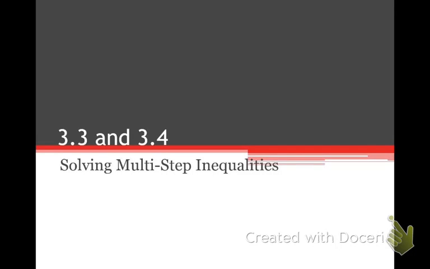Okay, we're going to talk about solving multi-step inequalities. And again, we've done all this in the form of an equation. Like I said, the only issue here is there are a couple of things we're going to want to watch out for and make sure that we're aware of. Okay?